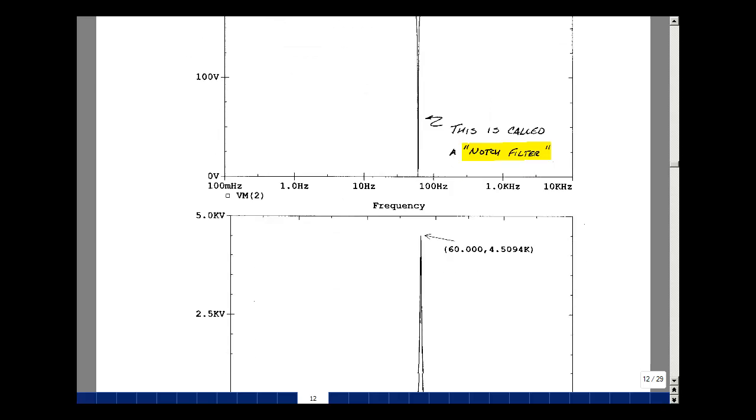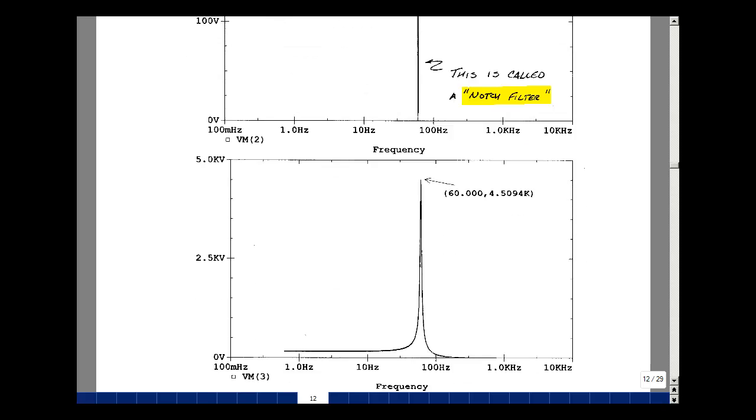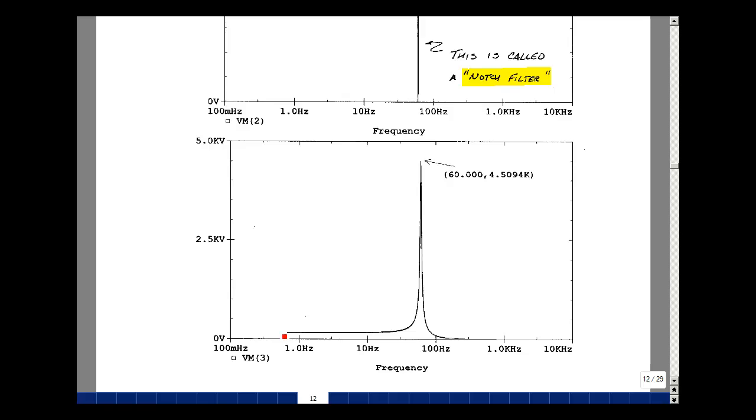We can look at any other voltage and current because we can do that in Probe. Here's the voltage across the capacitor, and you can see here at 60 Hertz is a very large value of voltage. It's 4.5094 kilovolts in magnitude, and it's pretty much what we calculated by hand. At low frequencies, the capacitor looks like an open circuit, and the inductor looks like a short. What you're seeing here is just the voltage of the source, which is 170 volts. It's on a much larger scale here. As the frequency gets higher, the capacitor looks like a short circuit, and there's no voltage across it.